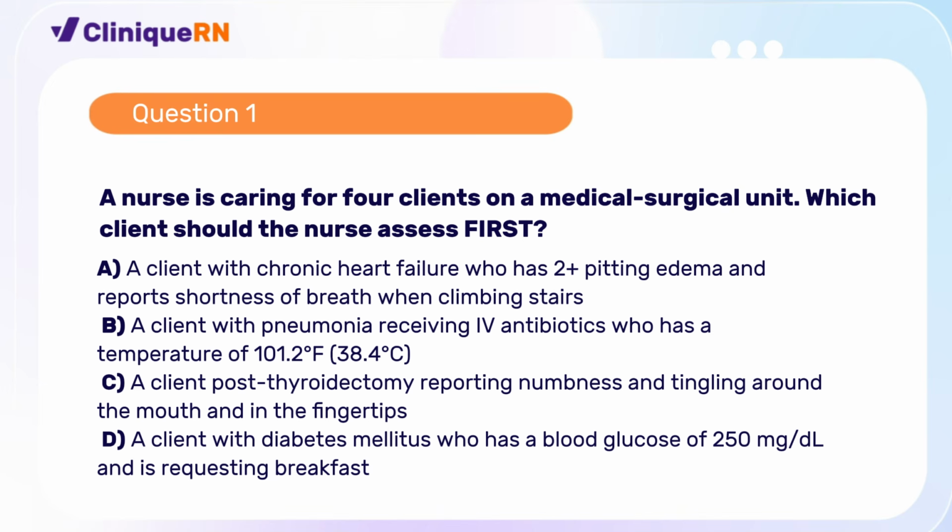C. A client post-thyroidectomy reporting numbness and tingling around the mouth and in the fingertips. D. A client with diabetes mellitus who has a blood glucose of 250 milligrams per deciliter and is requesting breakfast. The correct answer is C. A client post-thyroidectomy reporting numbness and tingling around the mouth and in the fingertips.